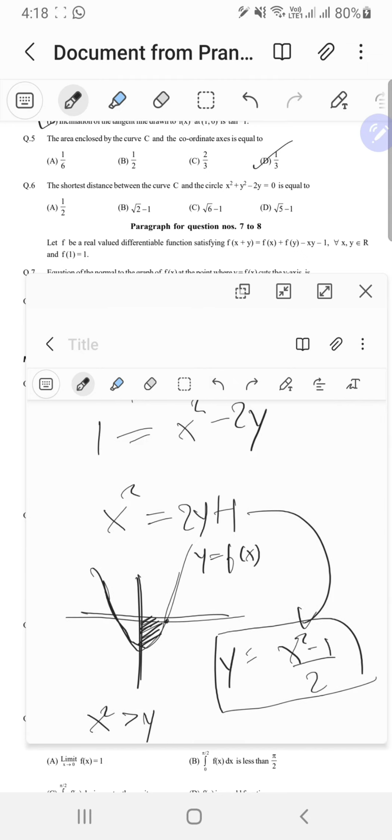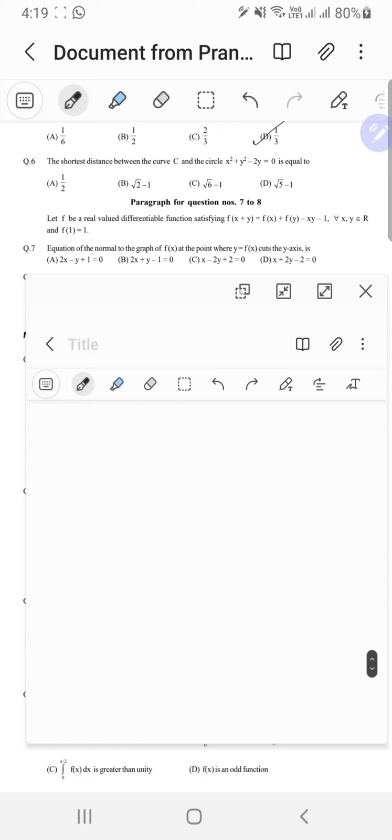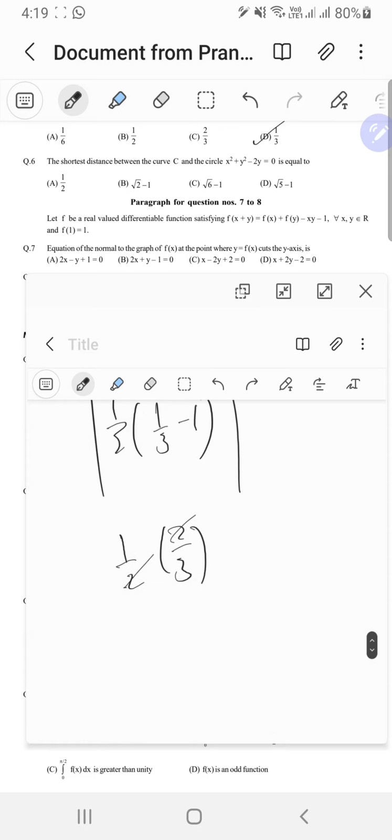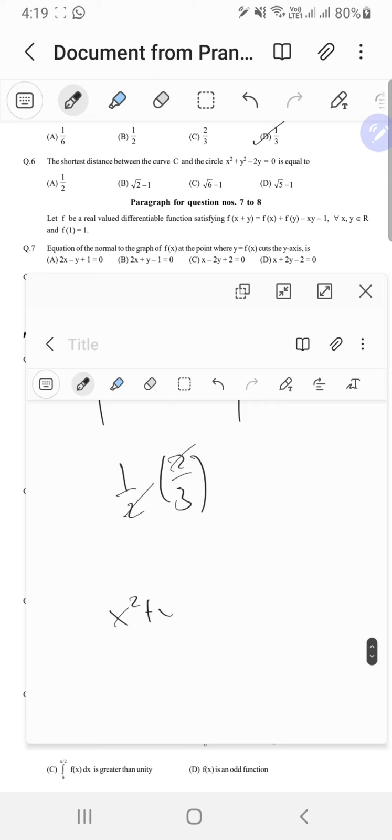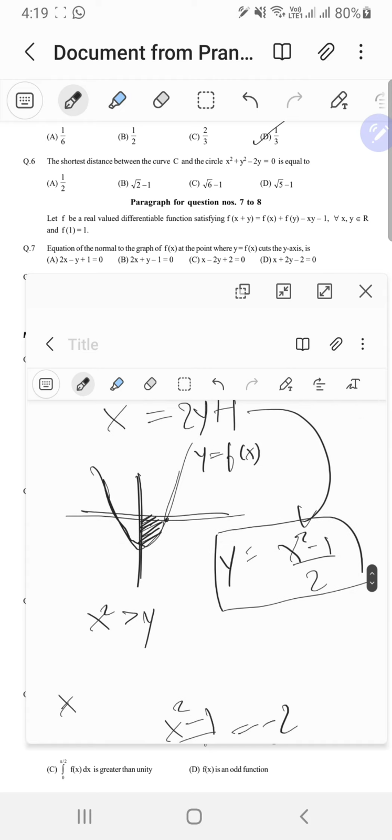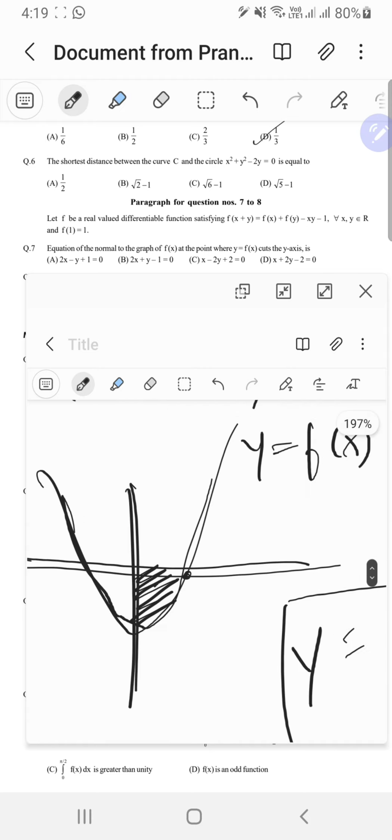The shortest distance between the curve C and the circle. Okay, so it's like x squared plus y minus 1 squared equal to 1. So it's centered at 0 comma 1 and it has a radius 1, something like that. So what's the shortest distance? Okay, well, what's the shortest distance of this point from all of these points? Of course, the one where this is like normal over there.